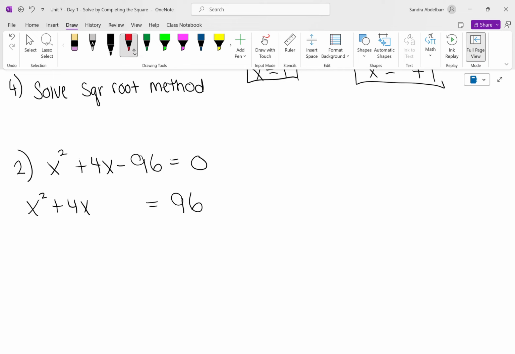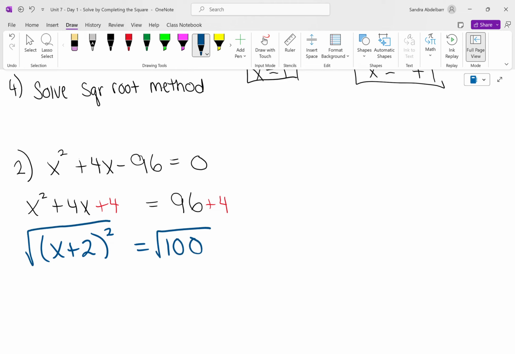Then we're going to take half the x term. Half of 4 is 2. 2 squared is 4. So we add 4 to the left side. We add 4 to the right side. Then we go ahead and we factor the left side, which will become x plus 2, that quantity squared, equals 100. Our next step is to solve, so we solve by the square root method.